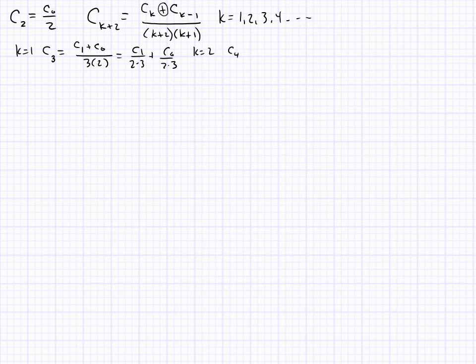I could say c sub 4 is equal to c sub 2 plus c sub 1 over, what was it, k of 2, so over 4 times 3. Remember, c sub 2 was c sub 0 over 2, so I could say c sub 0 over 2 plus c sub 1 over 4 times 3, which I could also write as c sub 0 over 2 times 3 times 4 plus c sub 1 over just 3 times 4. I could split this fraction apart and keep going and keep going.